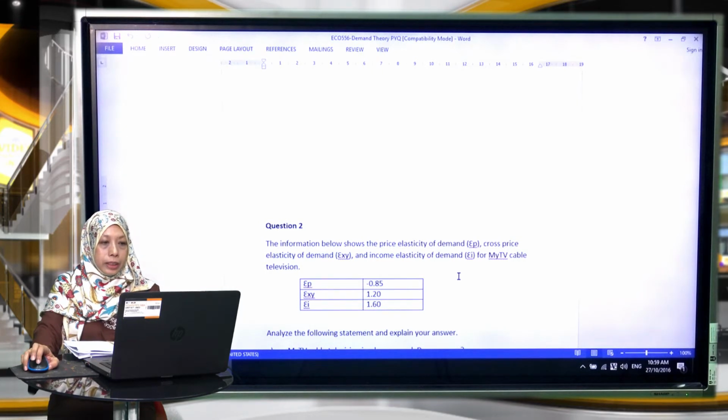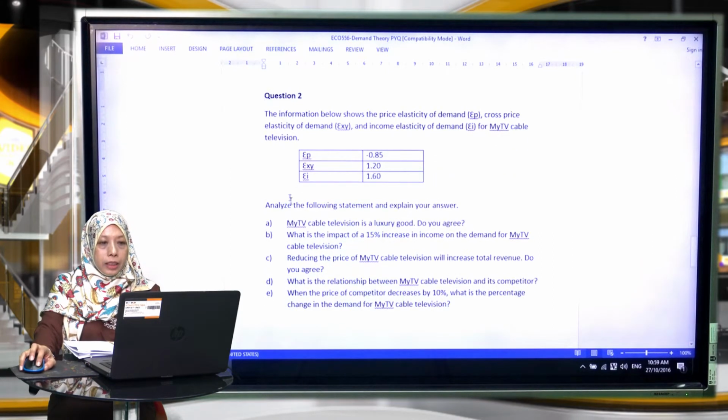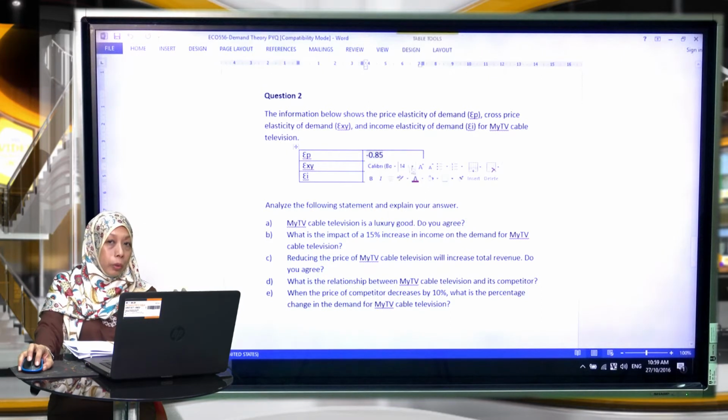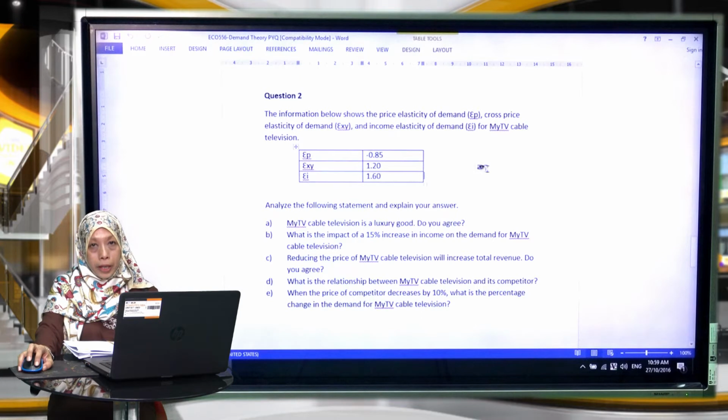So this brings us to question 2. The information below shows the price elasticity of demand, cross price elasticity of demand, and income elasticity of demand for my TV cable television. You are given here that the coefficient for price elasticity is negative 0.85. Notice that it is a negative figure. Why? Well, there will always be a negative relationship between price and quantity demanded for a product.